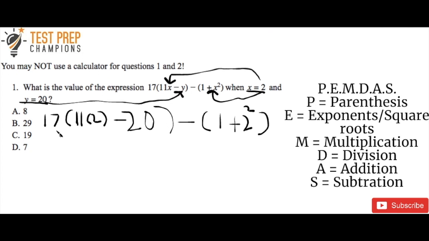So we're going to solve this question now, and we're going to work from left to right following these rules here. So we're going to work inside the parentheses first. All right, so let's focus on this parenthesis. And so 11 times 2 is 22.